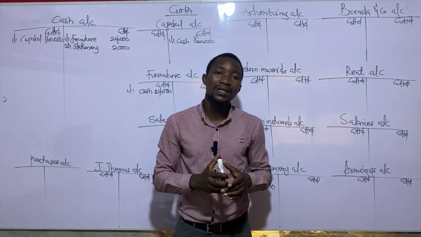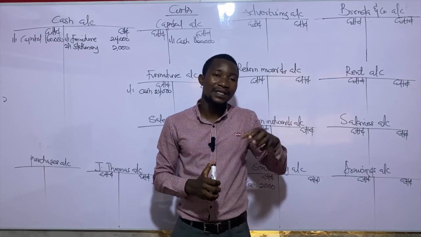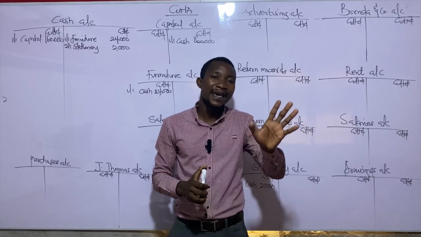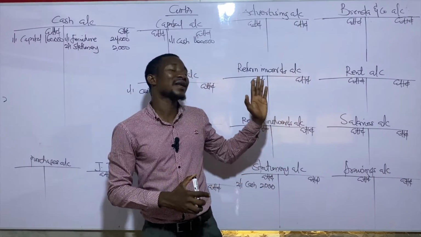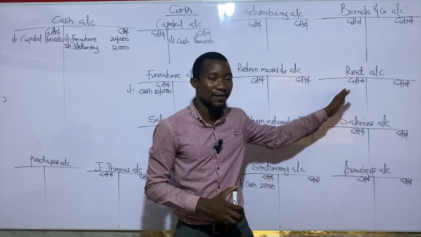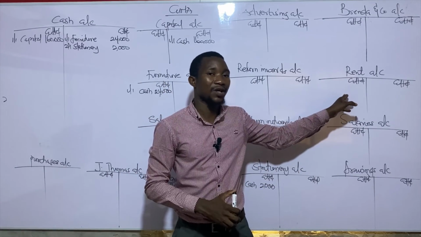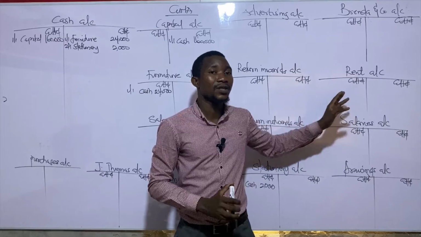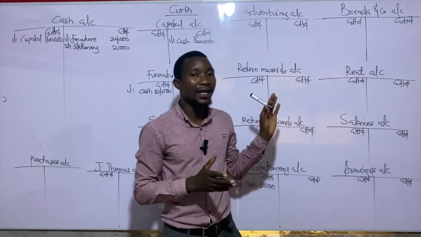So a nominal account says that we debit all expenses and losses and credit all gains and revenue. So if an account is an expense account, for instance rent, it means we will be debiting rent because it is an expense. So these are the rules we are using to make the entries.